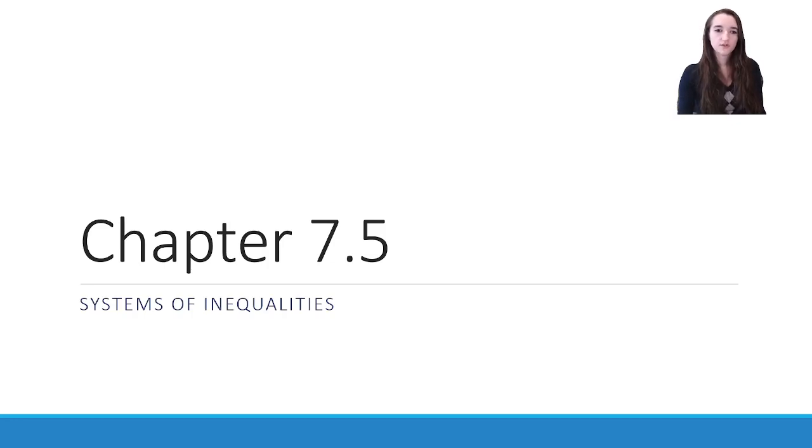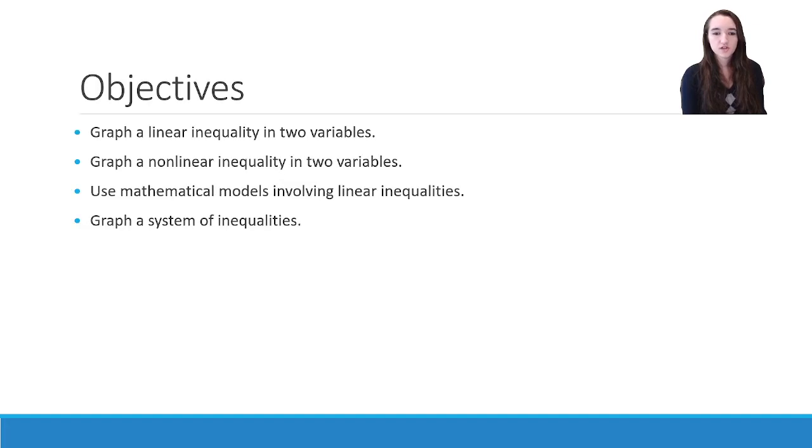Chapter 7.5, Systems of Inequalities. So in this chapter, we'll be taking those systems that we've already dealt with, in particular, for the most part our 2x2 systems, and looking at what they would look like with an inequality, how does that affect them, etc. So we'll have to know how to graph linear inequalities as well as nonlinear inequalities, and how to use those to sort of check our work.